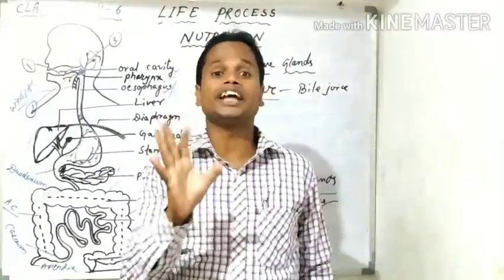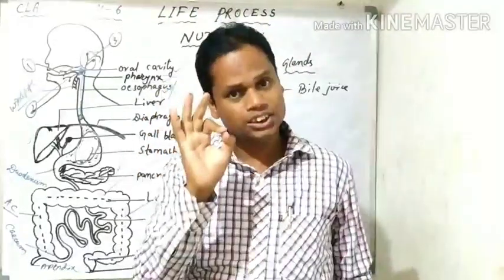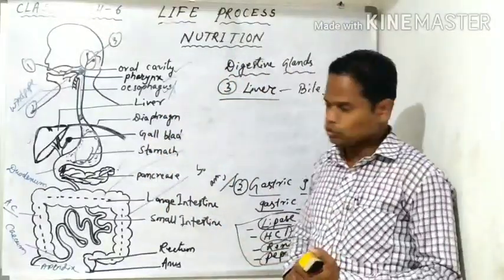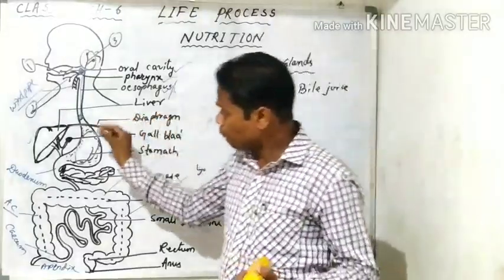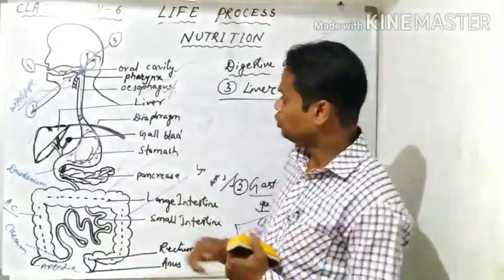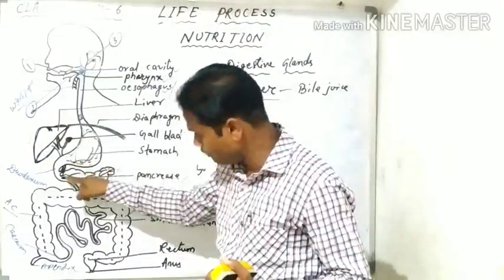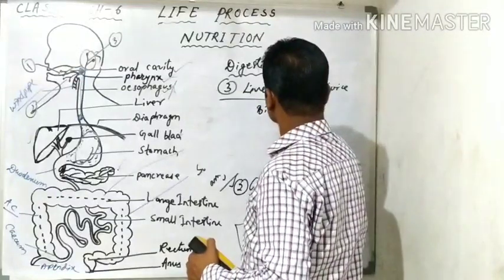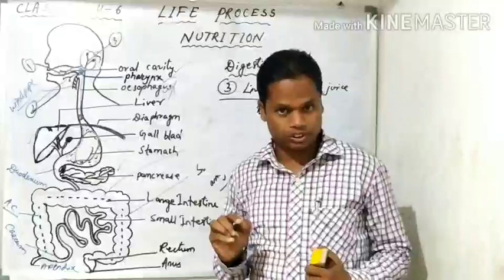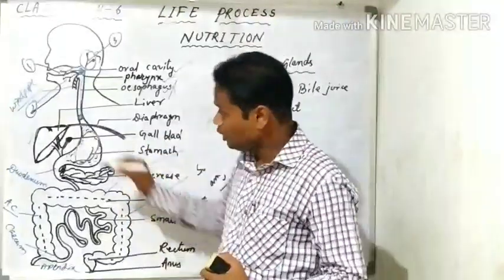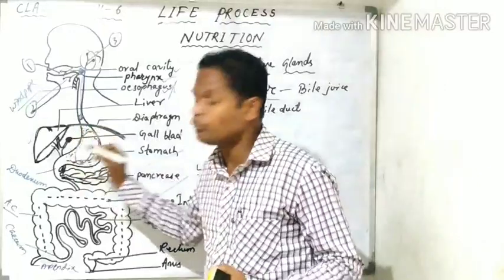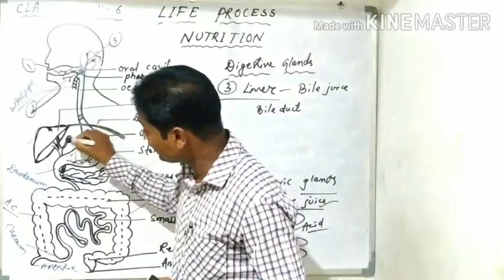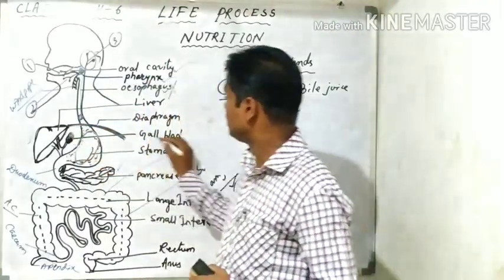Bile juice is not an enzyme. This is just one digestive juice. What is its function? I will tell you. So the liver is secreting bile juice. There is a pipe or duct which starts from the liver and opens at the duodenum, called the bile duct. In between, bile juice is not directly secreted to the duodenum. After secretion, it is stored in a mushroom-like structure, that is the gallbladder.